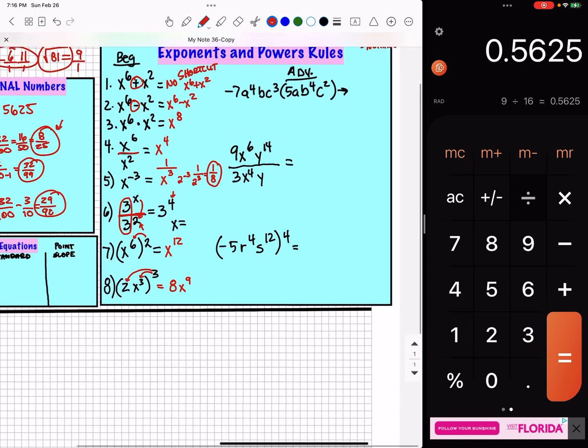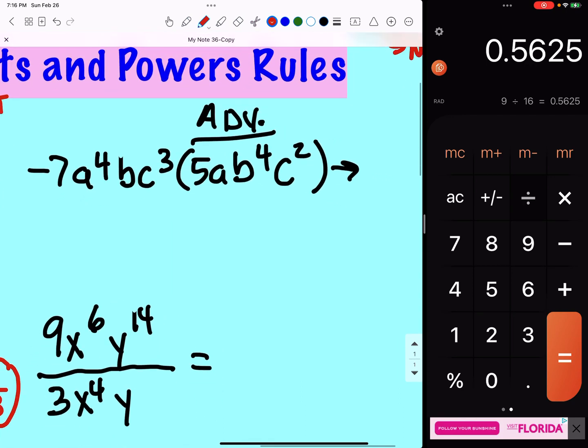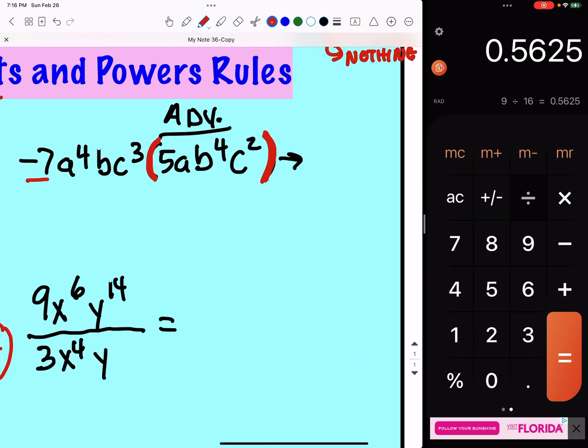Okay, so those are the basic ones, but what happens when it's advanced? What happens if we have something like this where we're multiplying? You can see right here we have this parentheses, which means multiply. How do we do this? When these are long ones, we did this before, where with normal numbers, we don't have power down rules. We just do -7 times 5 is -35. We only use the power down rules with powers.